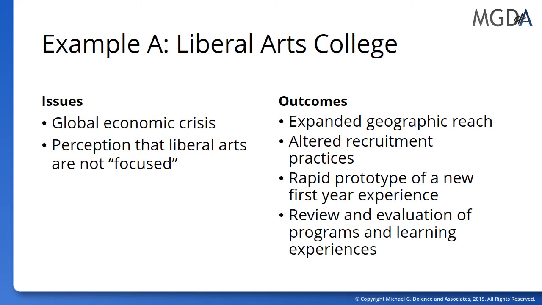In the first example, let's consider a liberal arts college and how the SRS method frames a structured dialogue. Facing the effects of global economic crisis, persistent enrollment challenges, and general assertions that the liberal arts are not job-focused enough, and therefore of lesser value, the institution decides to engage in a new strategic planning exercise.